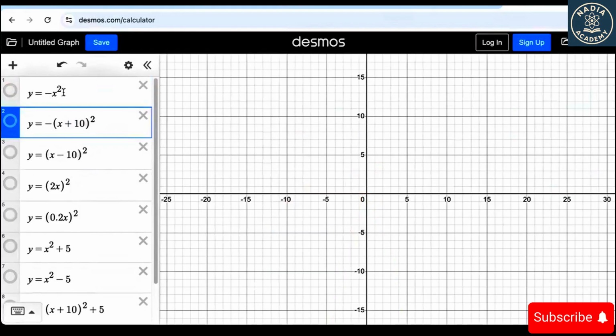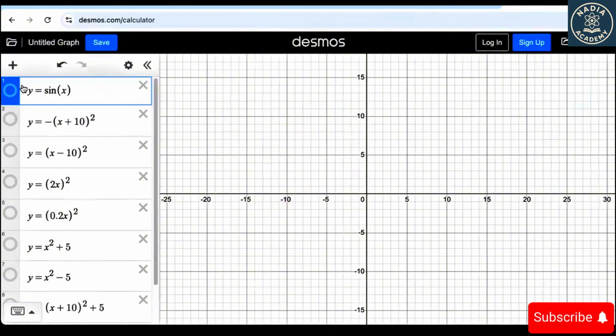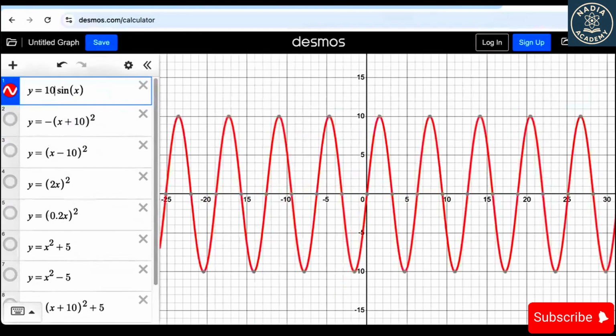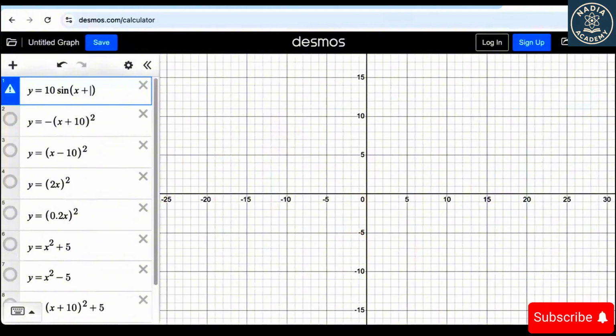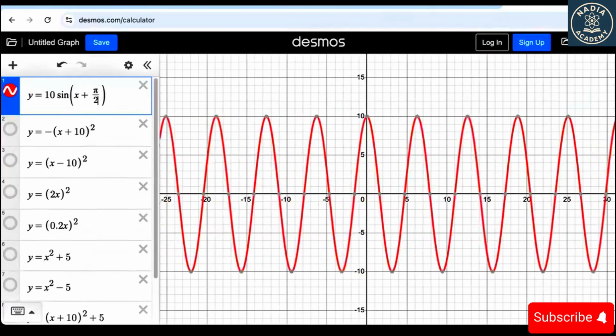For example, we have a trigonometric graph. We have y is equal to sin x, and here x is in radians. So I increase its amplitude by multiplying it with a number greater than 1. Let's say it is 10. Now, you can see what would happen if I have addition in this function, and that addition is, let's say, 90 degrees, meaning pi by 2. This is pi by 2.